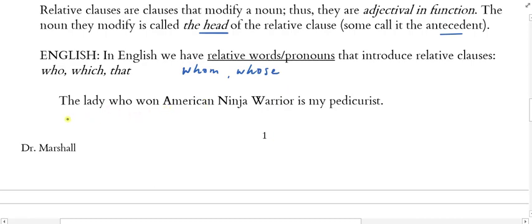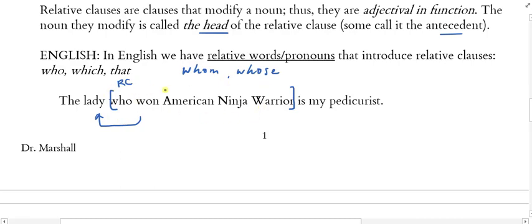So I have this first sentence. The lady who won American Ninja Warrior is my pedicurist. Now, what is the relative clause here? The relative clause is who won American Ninja Warrior. That I will label as RC. That's the relative clause. What is its function? This whole clause is modifying the lady. It is telling me something about the lady.